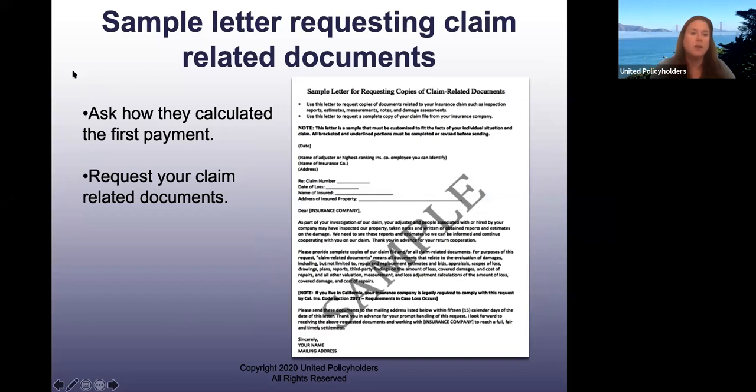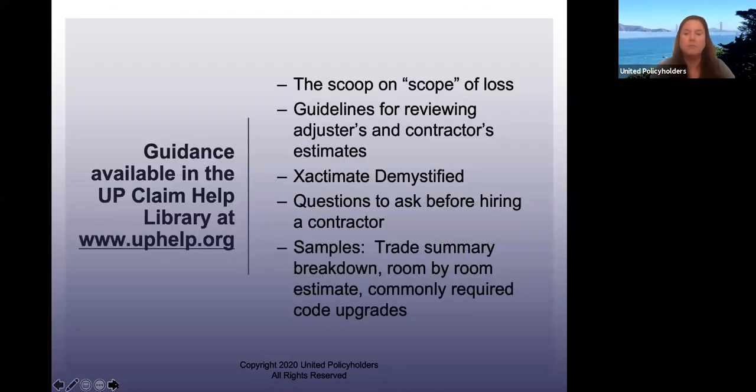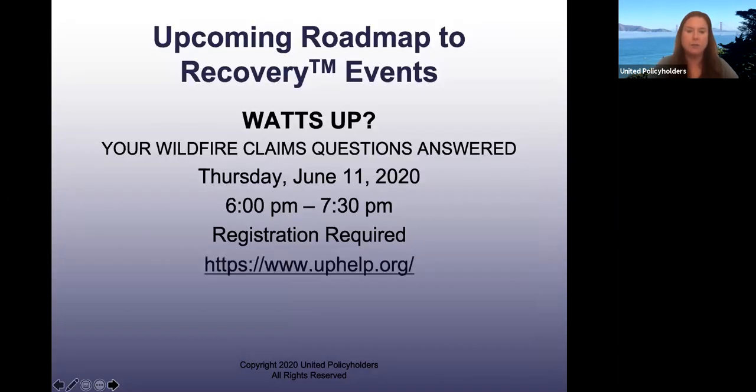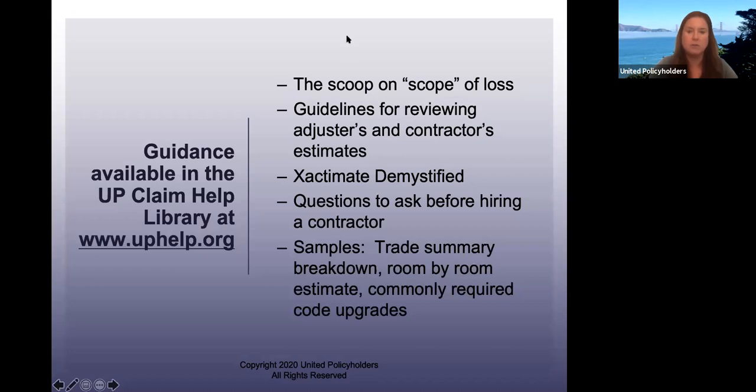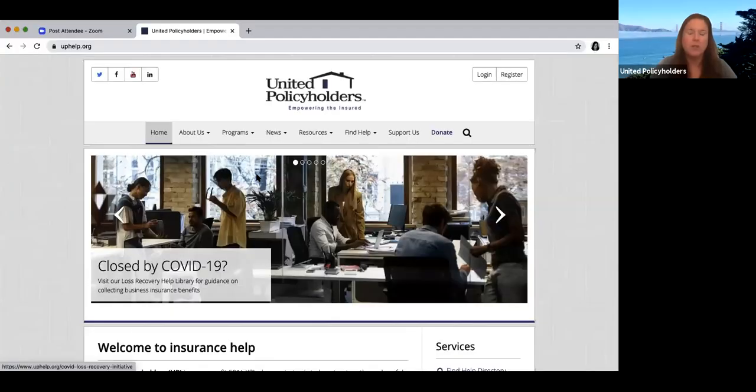So there's that. I'm going to show you our website. Okay, so we have a lot of information on our website. I'm going to go through and show you, and then we can go. I'm going to stop sharing for a minute and go to a different screen. Okay. So here is our website. Hopefully you're all familiar with our website, okay, uphelp.org.